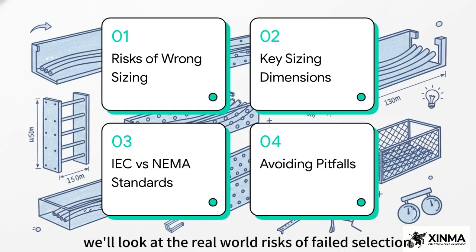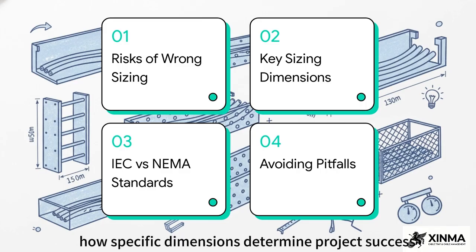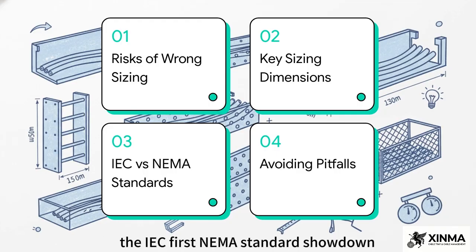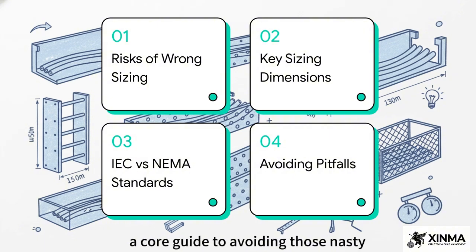First up, we'll look at the real-world risks of failed selection. Then, we'll explore how specific dimensions determine project success. After that, the big one, the IEC versus NEMA standard showdown. And finally, we'll wrap up with a core guide to avoiding those nasty selection pitfalls.